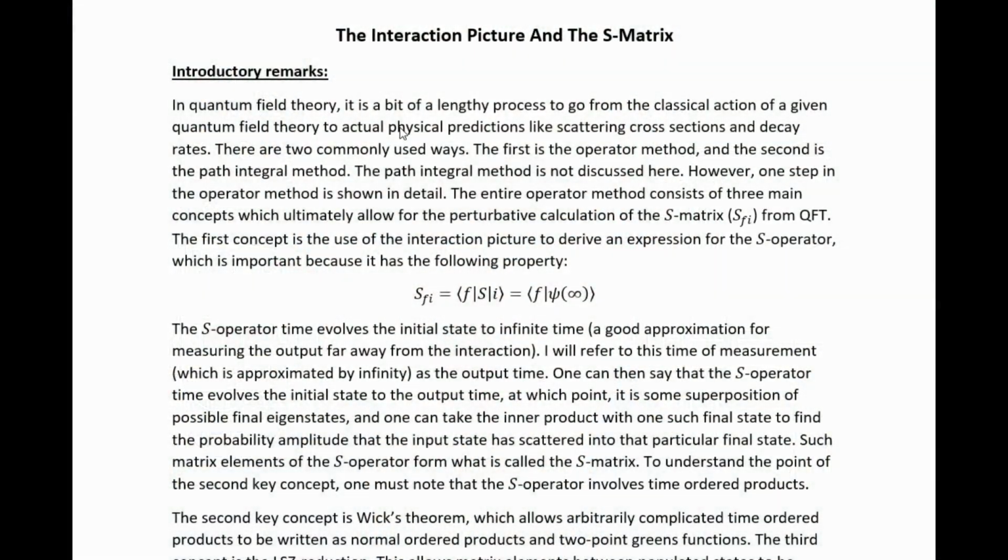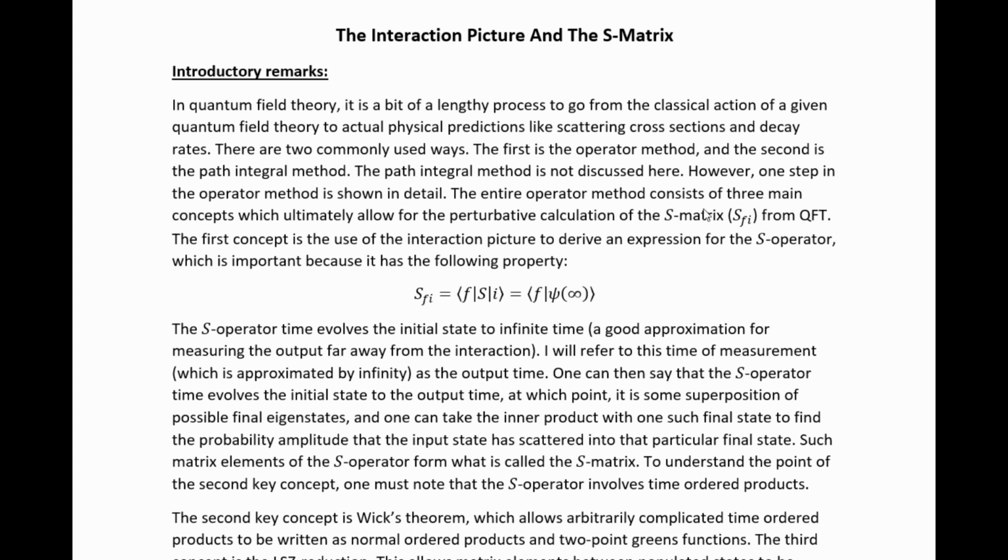In quantum field theory, it is a bit of a lengthy process to go from the classical action of a given quantum field theory to actual physical predictions like scattering cross-sections and decay rates. There are two commonly used ways. The first is the operator method, and the second is the path integral method. The path integral method is not discussed here. However, one step in the operator method is shown in detail.